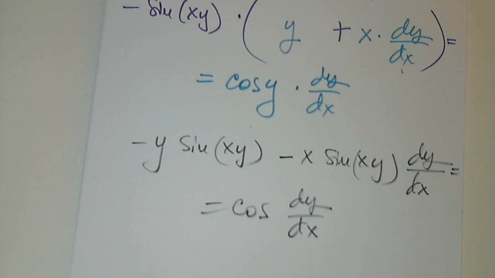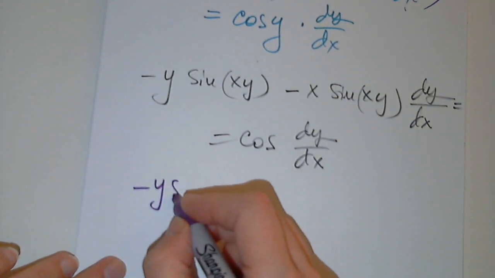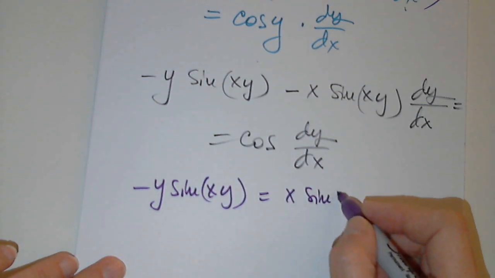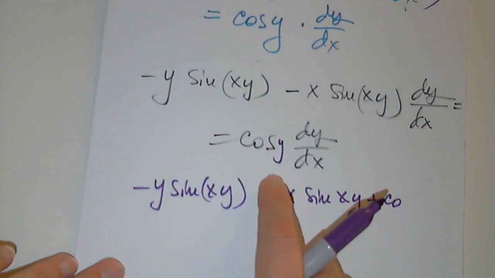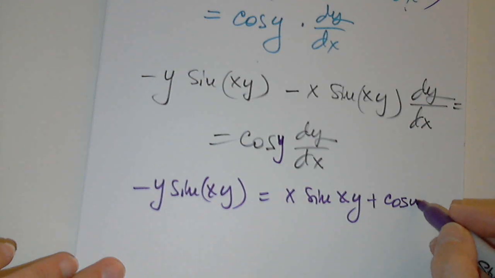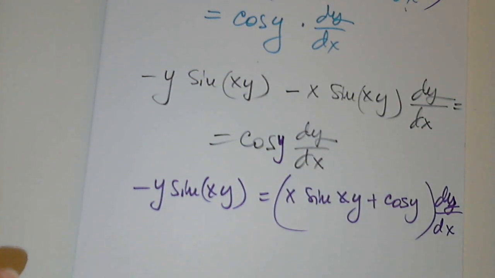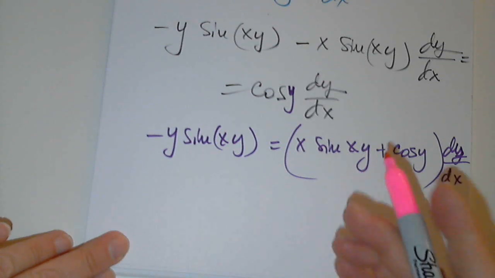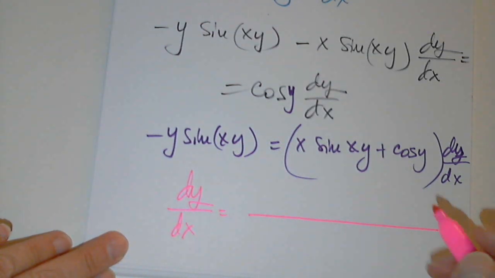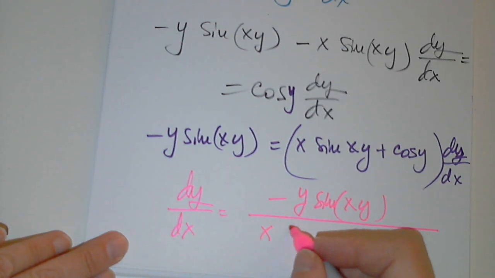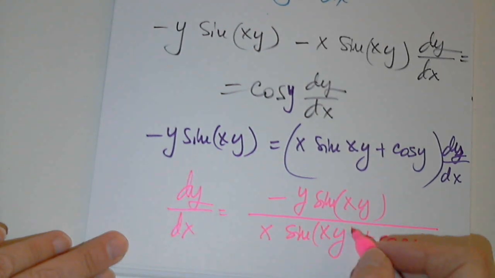So I will keep this term here. I will move this term to the other side and factor out dy over dx. So the left-hand side is negative y sine xy. And the other side is x sine xy plus cosine y, I omitted y here, sorry. Plus cosine y, everything times dy over dx. This term was negative, I moved it to the other side, it became positive, and I factored out dy over dx. And finally, we have this over this. So dy over dx equals negative y sine xy over x sine xy plus cosine y. If you want to put that in parentheses, that's fine too.